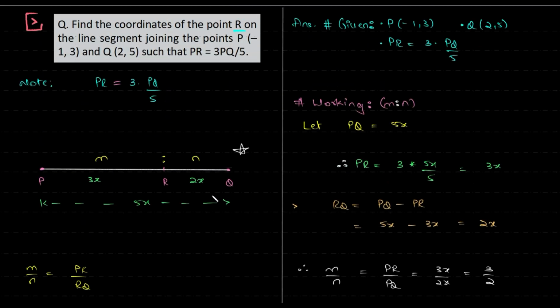The difference, if you want to know, should I be doing this? Should I be taking it as 5x? To know this difference, here why couldn't I go with PR being equal to PQ by 3 by 5 and this is m is to n? No, it is not so. Because PQ is the entire length.